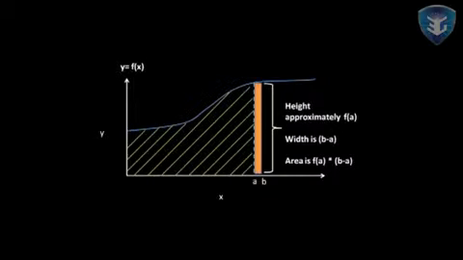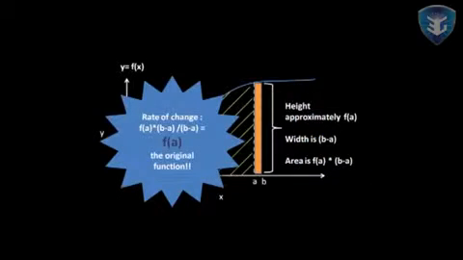minus A. The rate of change of area with respect to x is thus f of A times B minus A divided by B minus A, which is nothing but f of A, the original function's value. That's all there is to it. So we were seeking to find the rate at which the area changes with respect to changes in x. And we found that this was nothing but the value of the function.